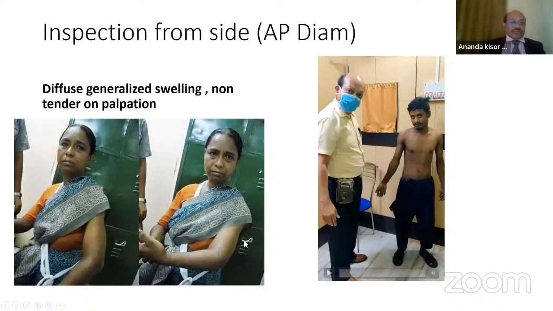Now, the examination from the side. Only from the side can you identify the anteroposterior diameter. As you can see here, the anteroposterior diameter. If you see from the front, that may be missed. If you see from the side, only then can you examine the anteroposterior diameter of the elbow, as also of the other parts of the limb.